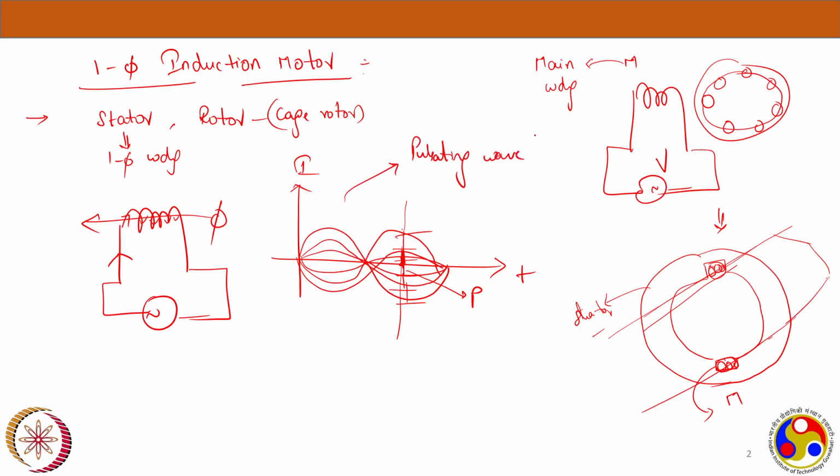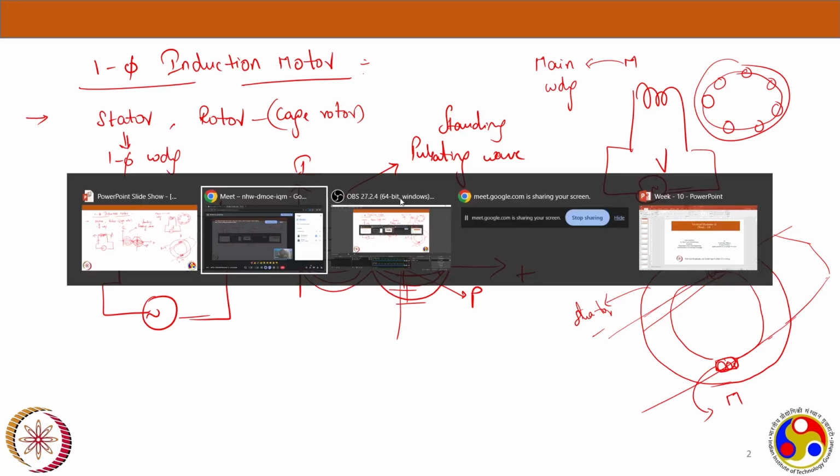I think we gave it the name standing pulsating wave, if I'm not wrong. Standing at a point P, you can see the pulsating wave oscillating between positive and negative peaks, and its magnitude depends on the magnitude of current flowing through the winding. Now, will there be a rotor current? This is what we are flowing through the stator. So the answer to that question is yes, there will be a rotor current.